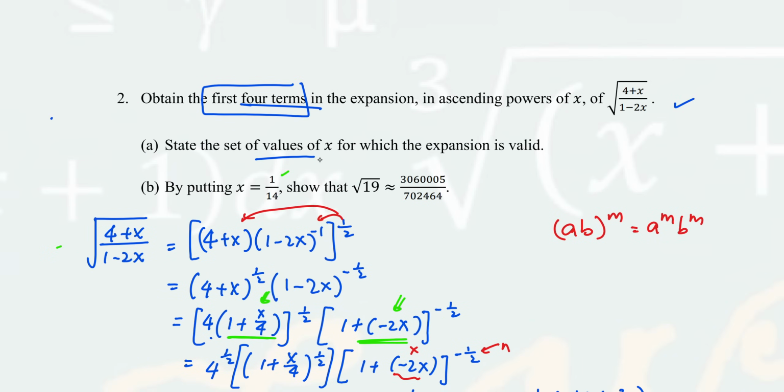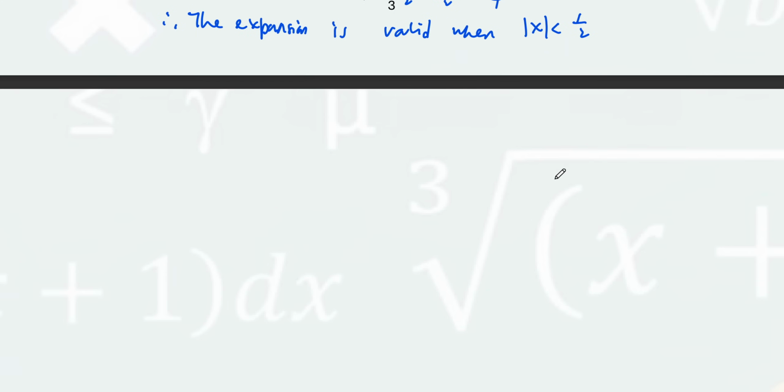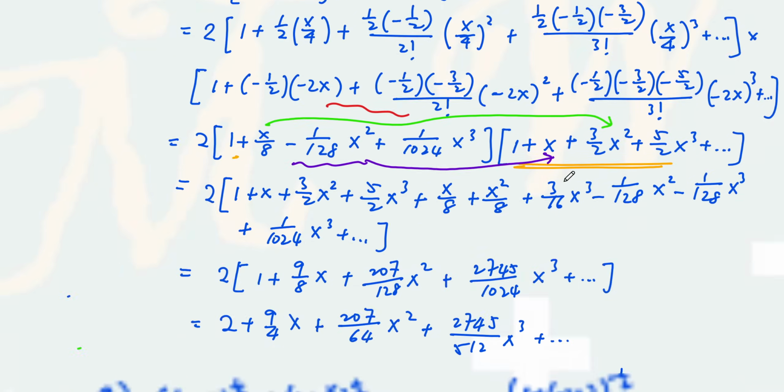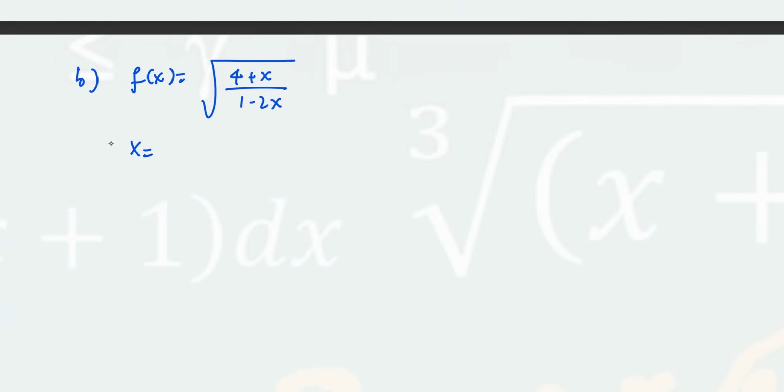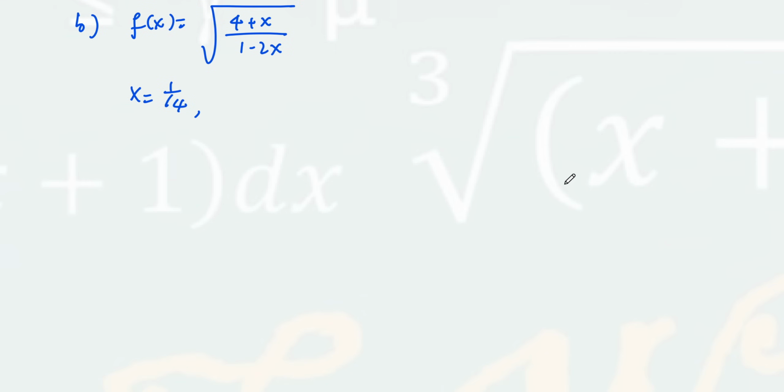Now part B, putting x equals to 1 over 14, show square root 19. So this square root 19, actually we get it from square root of (4 plus x) over (1 minus 2x). Okay, I will rewrite this. So now your x is 1 over 14. So when I let x be 1 over 14, my substitution.